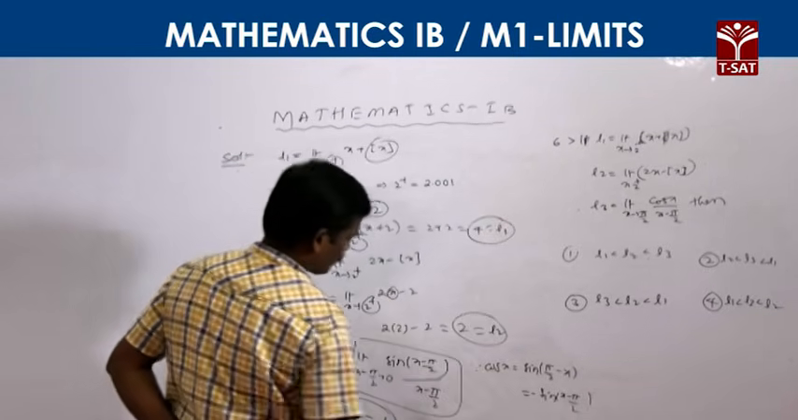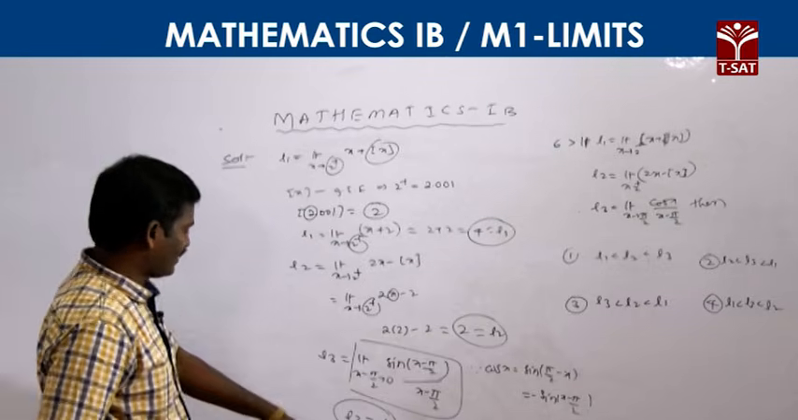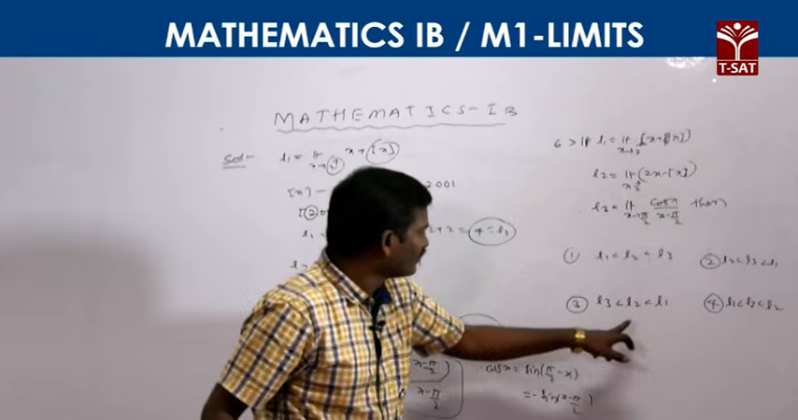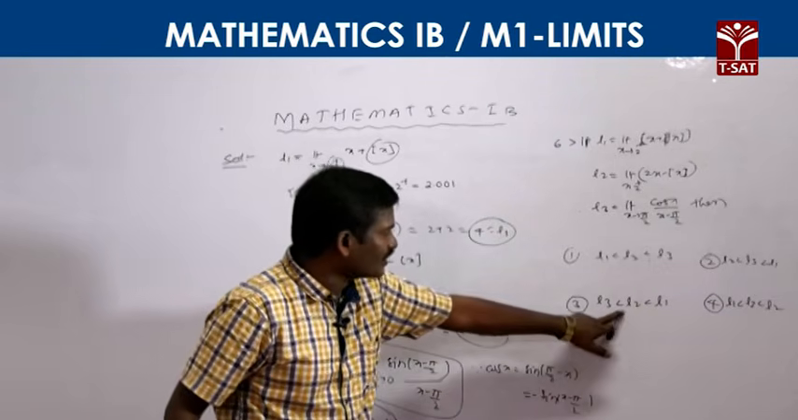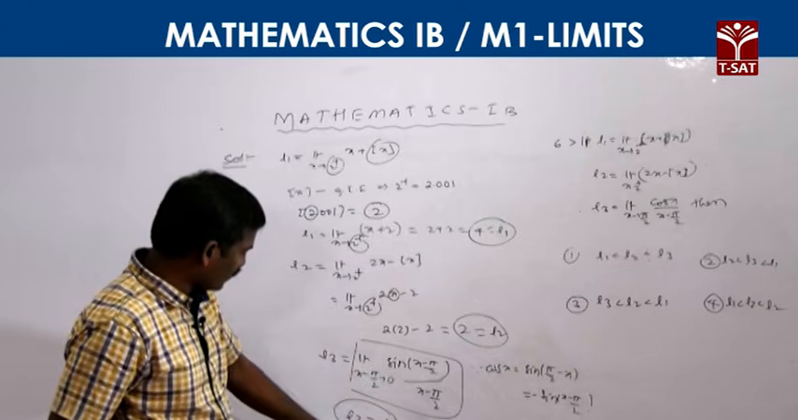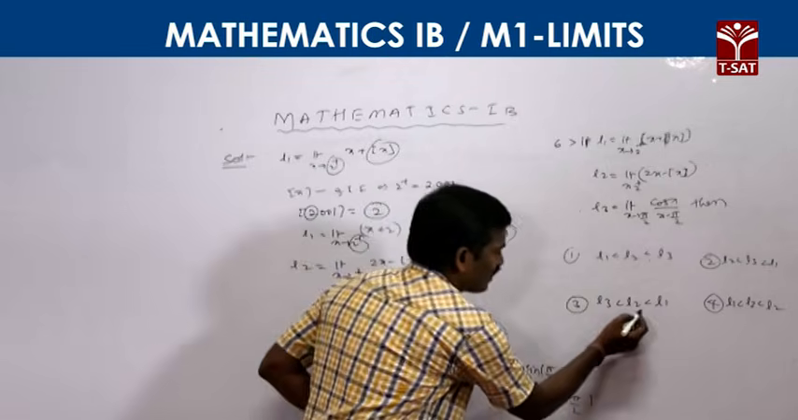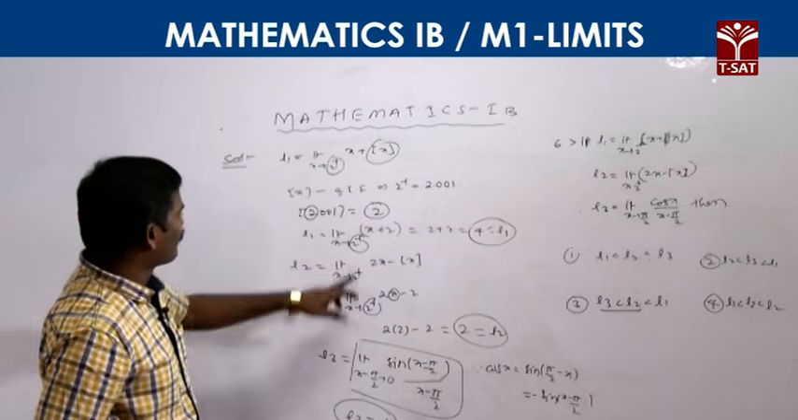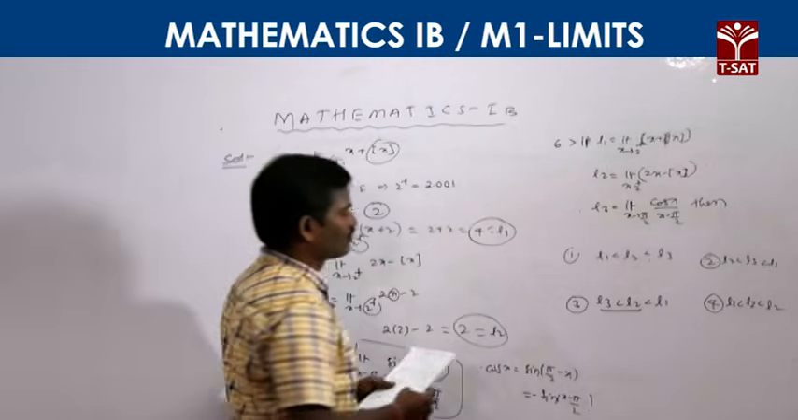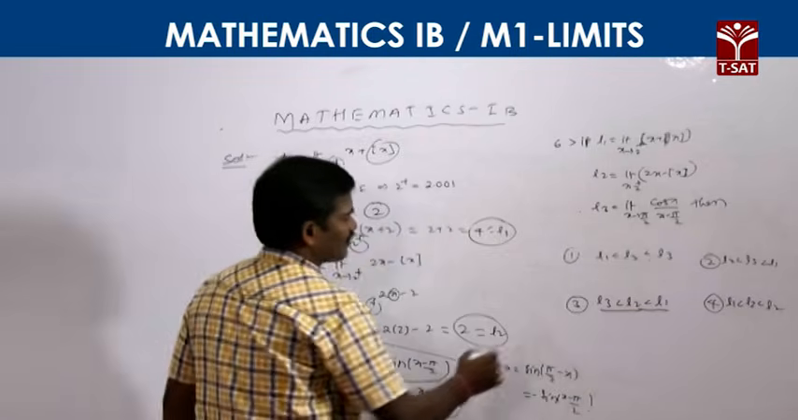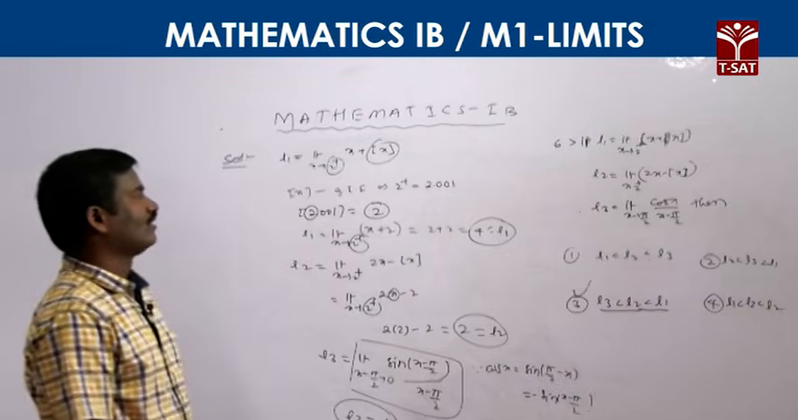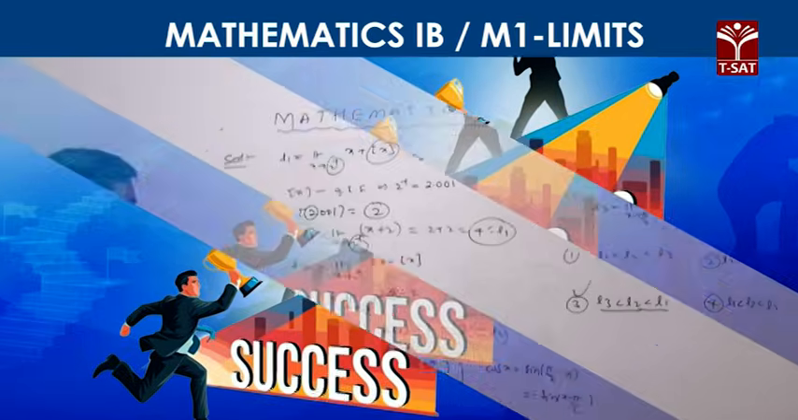L1 is 4, L2 is 2, L3 is 1. So what order? L3 is the least value, less than symbol. Next, L2 is greater than L3, so these two options are satisfied. What about L1? That is 4, so L1 is bigger than L2. So this option is satisfied, and this answer is the third option.